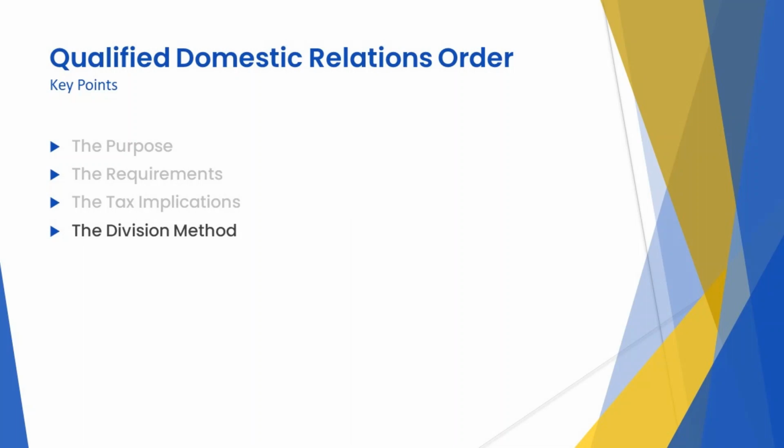QDROs can specify various methods for dividing retirement benefits, including dividing account balances at a specific point in time, distributing future benefit payments, or awarding a portion of the benefits upon retirement. A 401k could be split now, while a pension plan could be split over the life of the individuals.